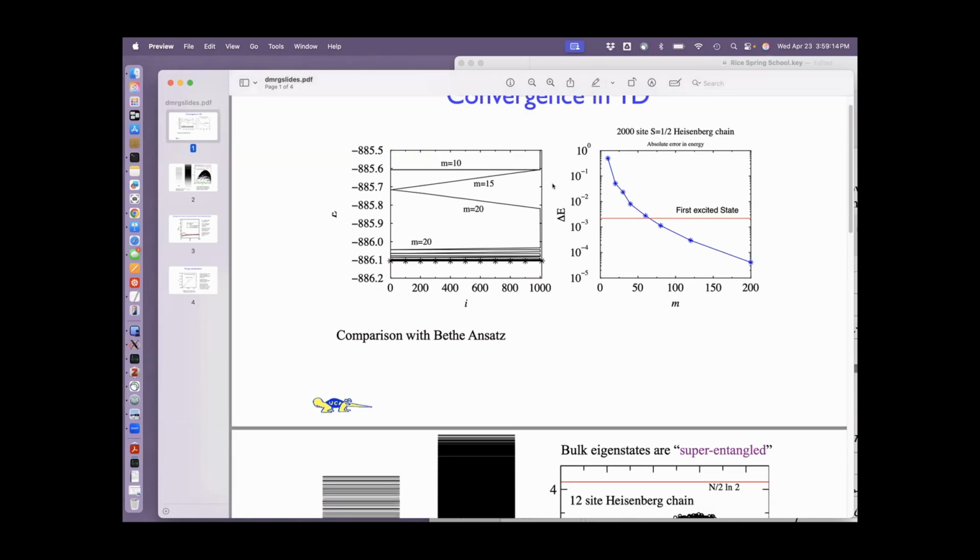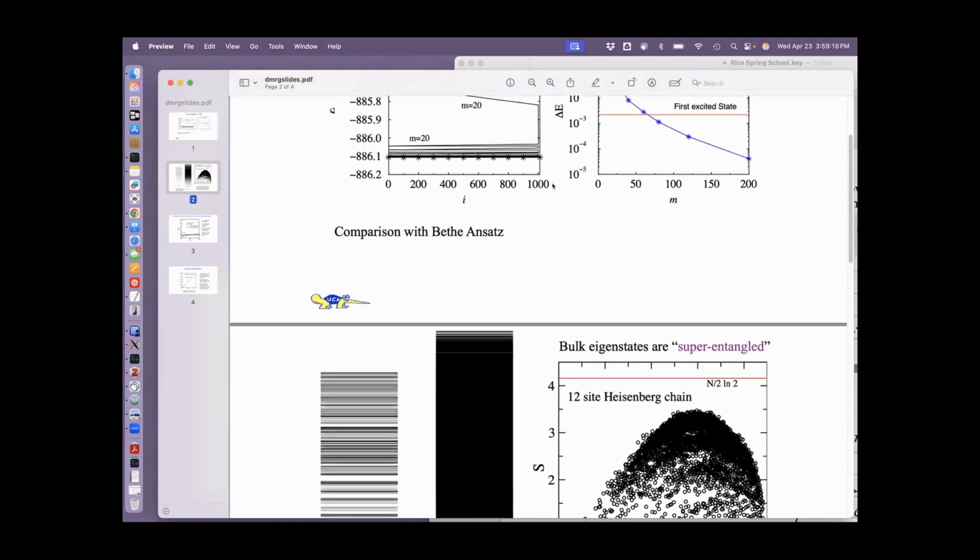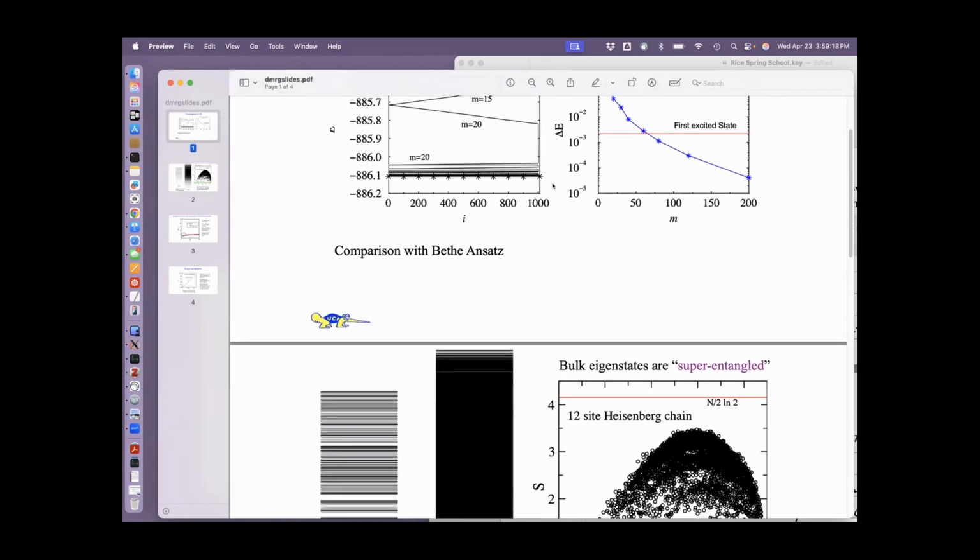Okay. X, Y, and Z. Yes, same coupling. Oh, no, anti-ferromagnetic.